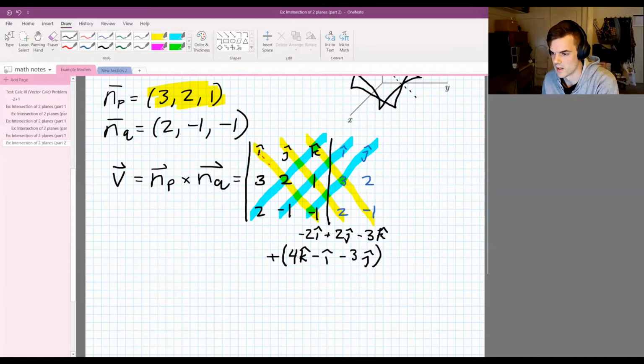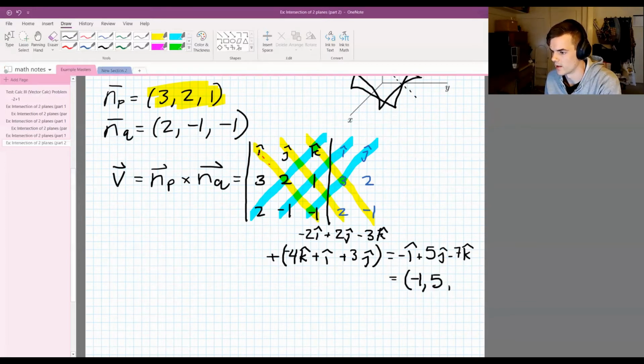So distributing this minus sign in, we're going to get minus 2i plus i, so minus i, plus 2j plus 3j, plus 5j, minus 3k minus 4k is minus 7k. Which we can write in component form like that. And that is our directional vector for our line.